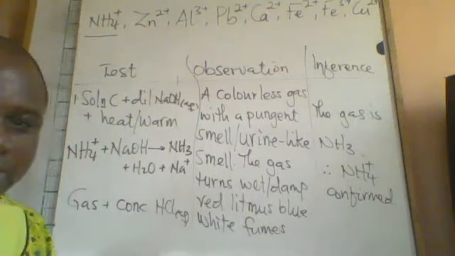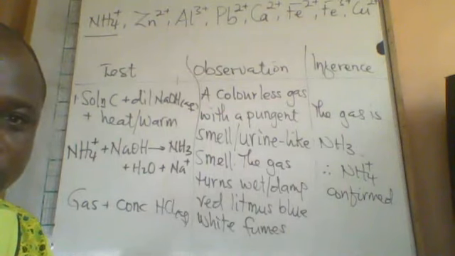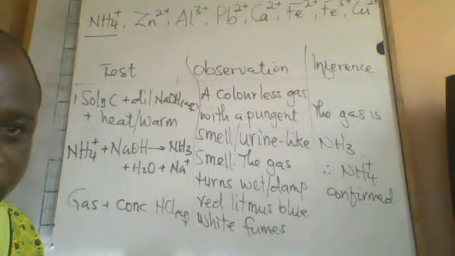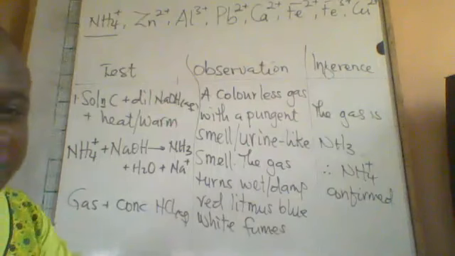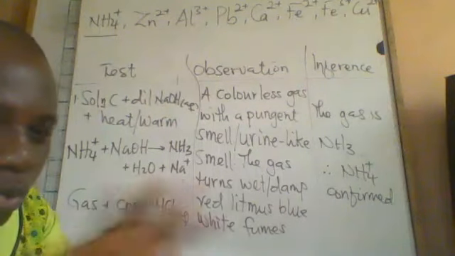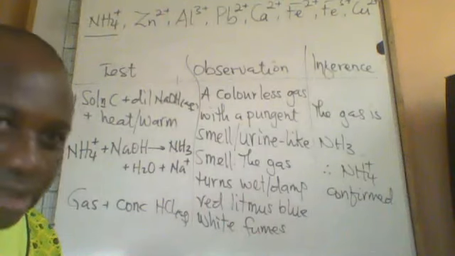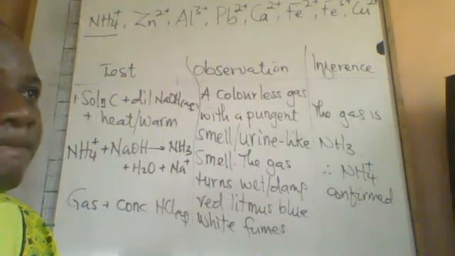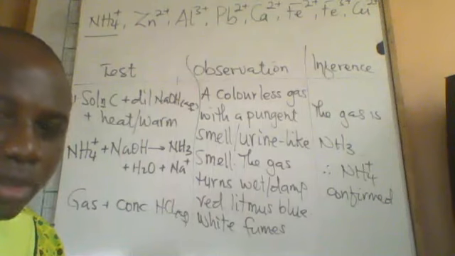Sir, please, I'm slightly confused. What did you say solution C is? Solution C is a solution that has been given to us. We don't know what is in it. Would it be a mixture of something, or just a solution you have no idea about? Yes, it can be a mixture.